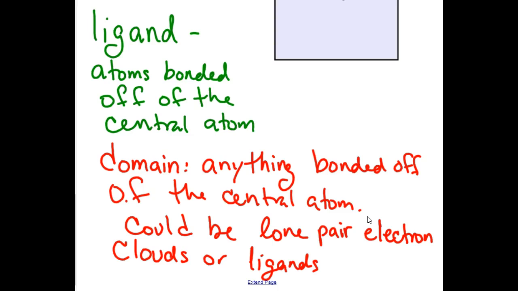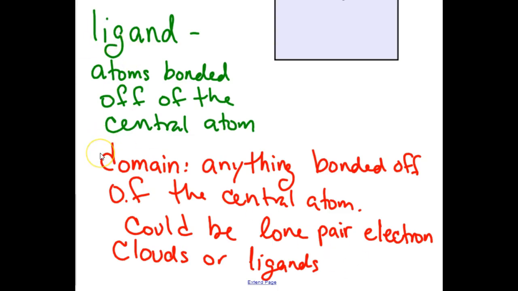Lone pairs are electrons that are not bonded. So lone meaning not bonded, and pair meaning that there's 2 of them. My favorite oxymoron is a lone pair of electrons, but water has 2 of them.